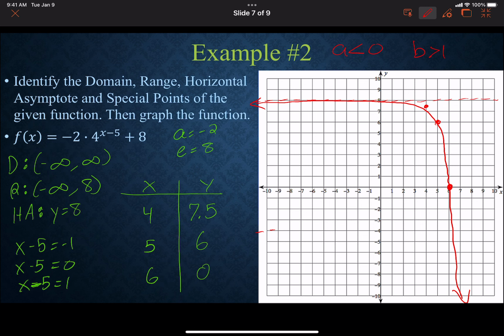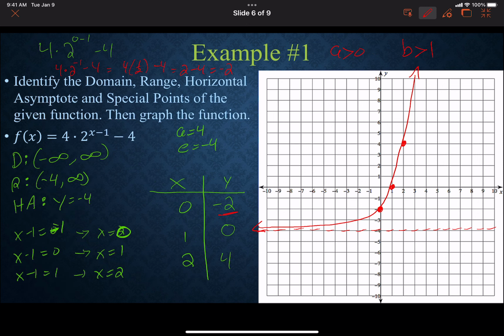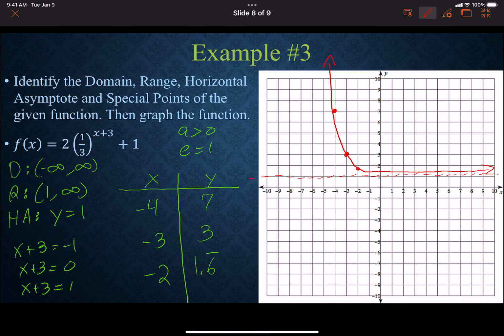Whereas if we look back at the previous examples, here B was bigger than 1, we're flat on the left, vertical on the right. Again, B is greater than 1, we're flat on the left, vertical there on the right.